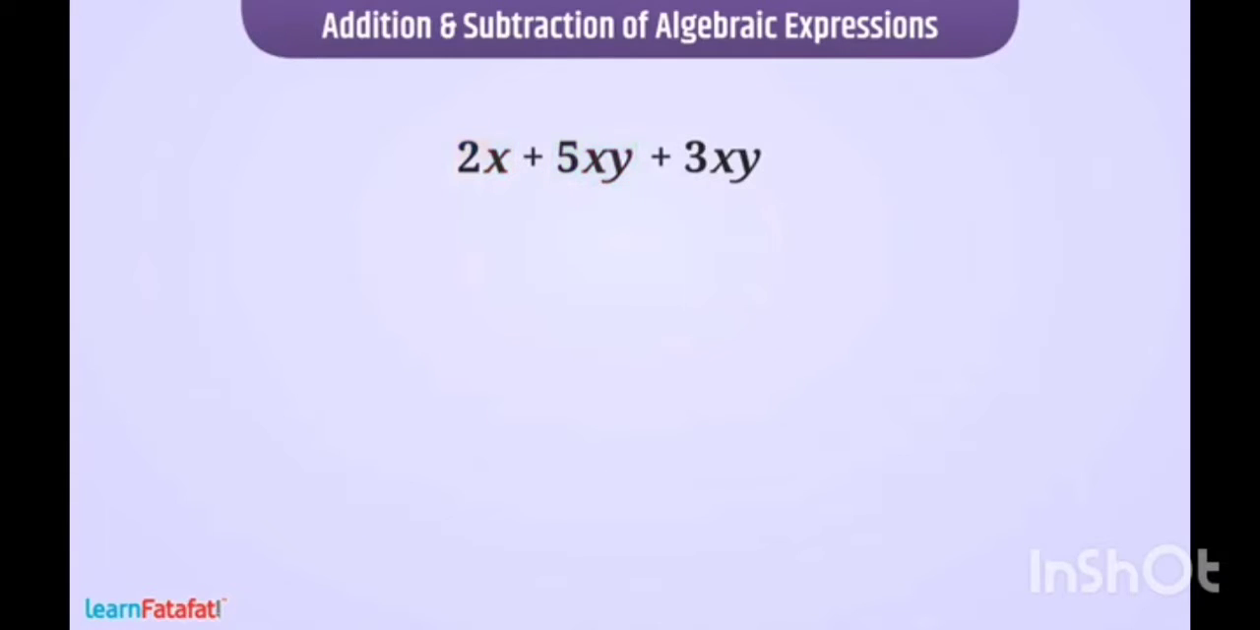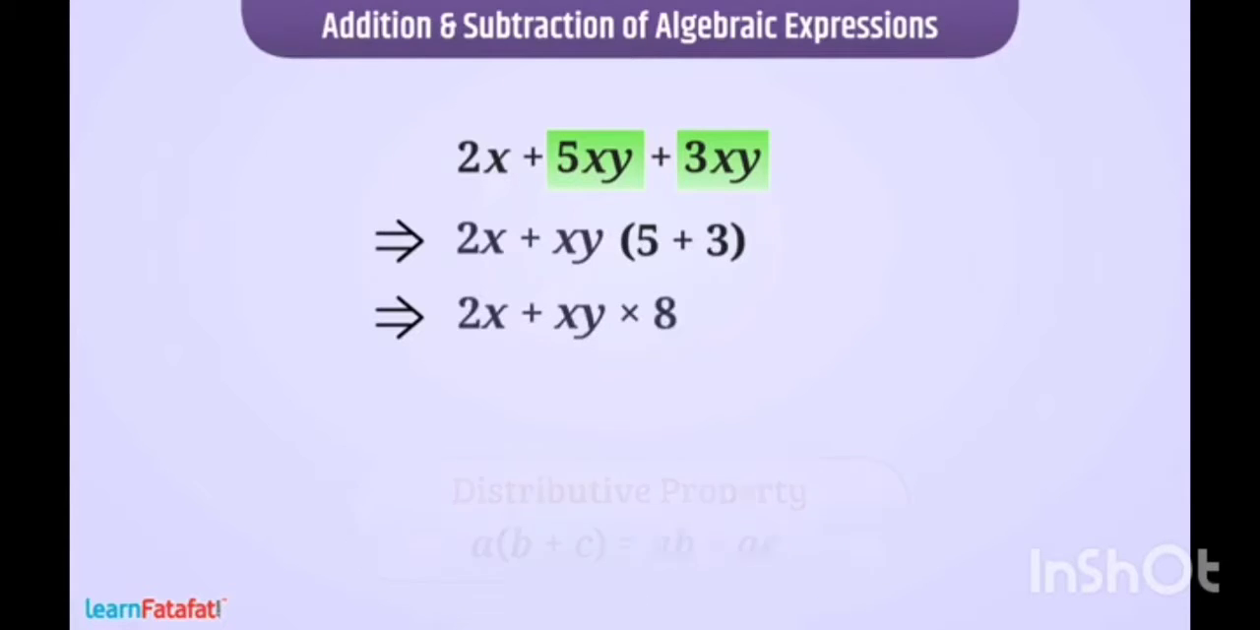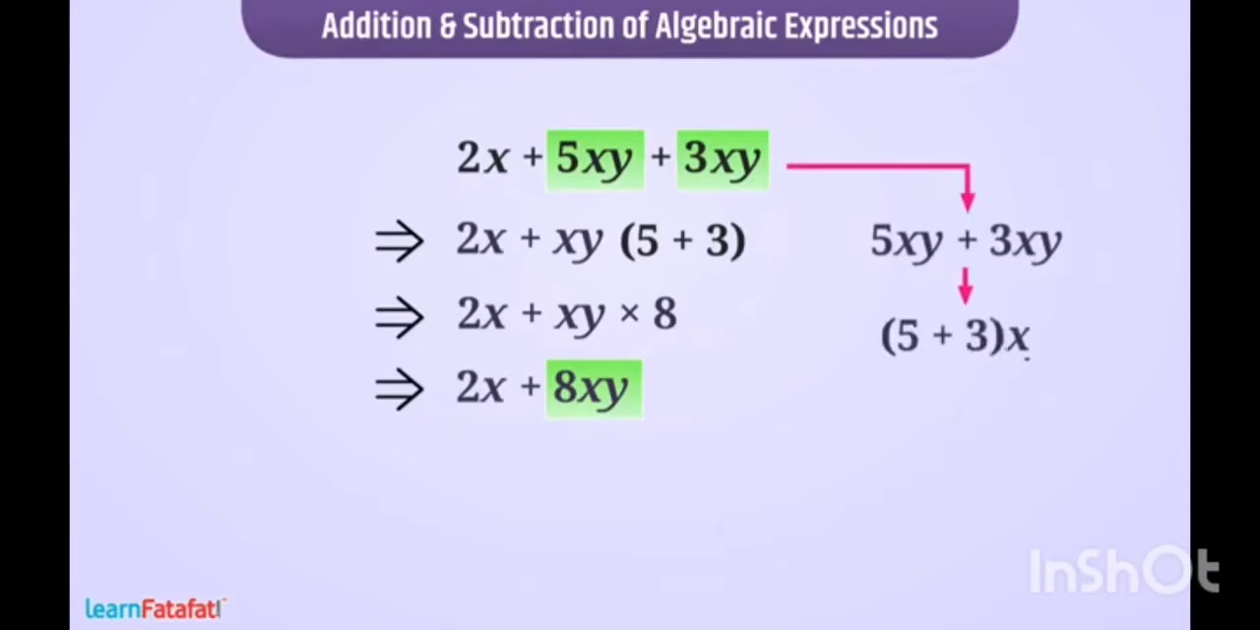Since algebraic parts are the same in these two terms, we can take the algebraic factors common as per the distributive property. 2x plus xy multiplied by 5 plus 3 is equal to 2x plus xy into 8, which gives us the expression 2x plus 8xy. We can see that 8xy is also a like term as that of 5xy and 3xy. Thus, the sum of two or more like terms is a like term with a numerical coefficient equal to the sum of numerical coefficient of all the like terms.